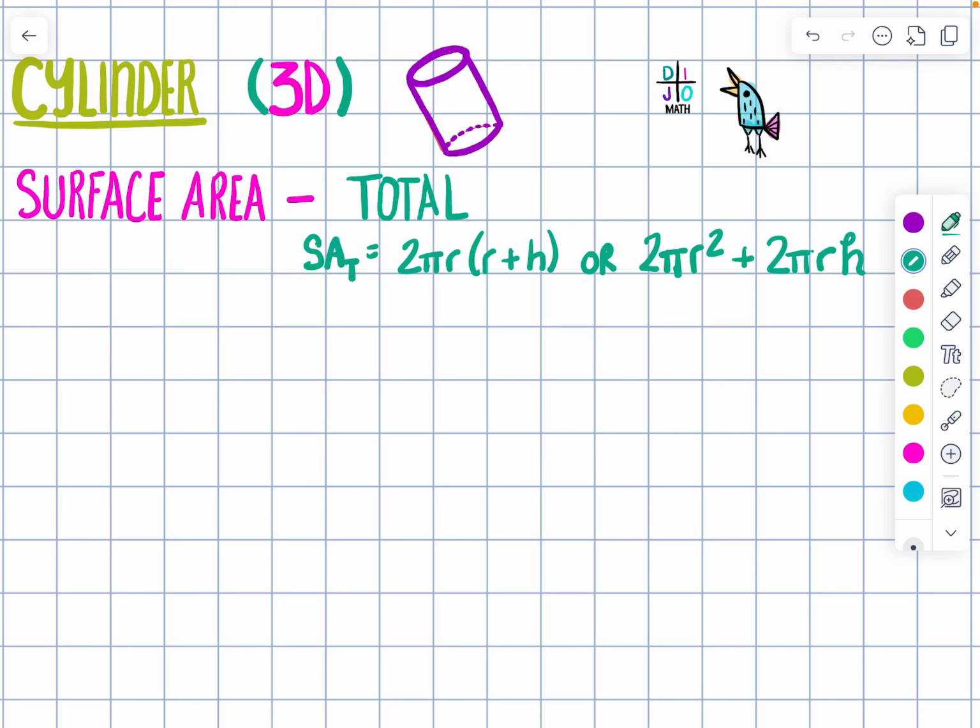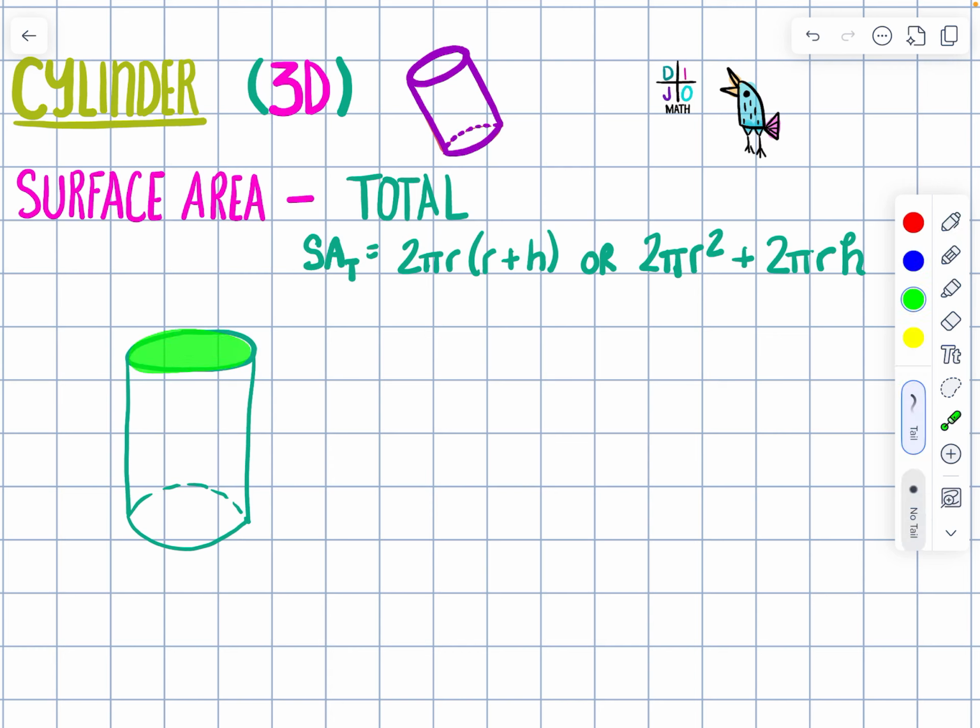When we're finding the total surface area of a cylinder, there's a couple of things that we need to know. We're going to need to know what the radius of the cylinder is, and we need to know what the height of the cylinder is. Okay? So let's first understand what the total surface area is.